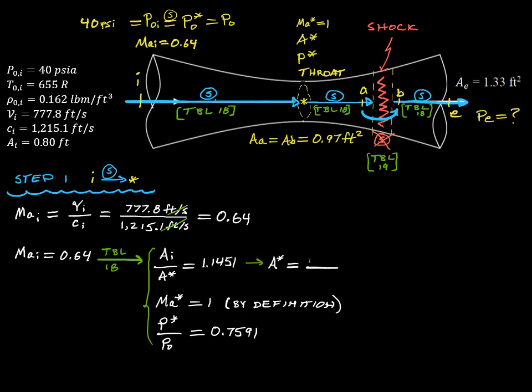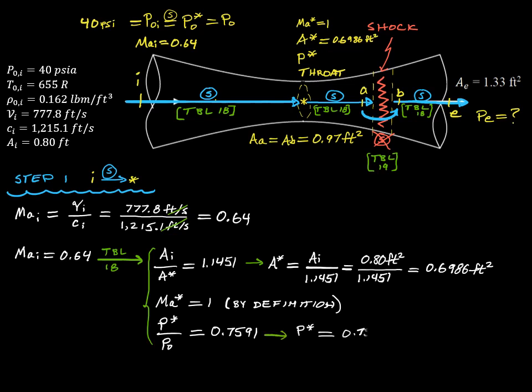We can use the area ratio to calculate the area at the throat. We know it's going to be something less than the area at the inlet, about 14% less. So we come up with 0.8 square feet divided by 1.1451, which leaves us with a value of just under 0.7 square feet. We record that up top because we're going to use that number later.